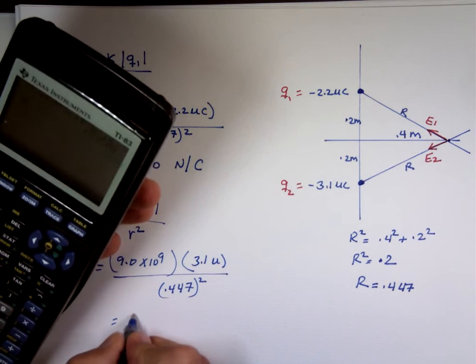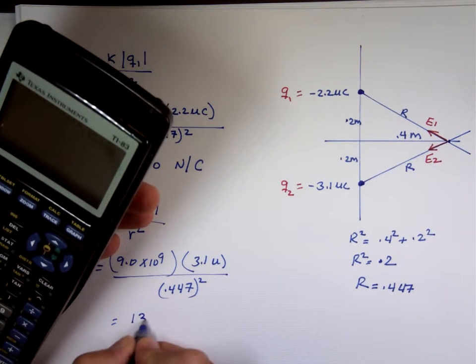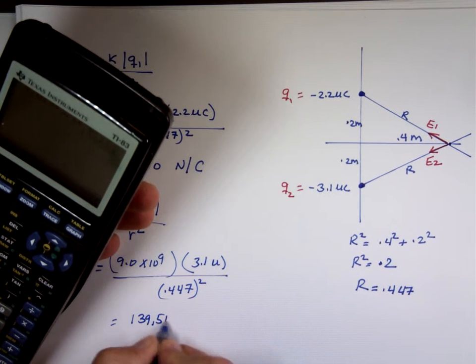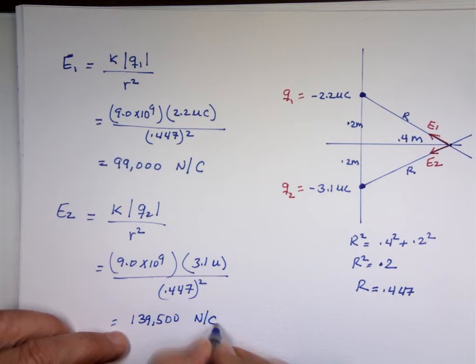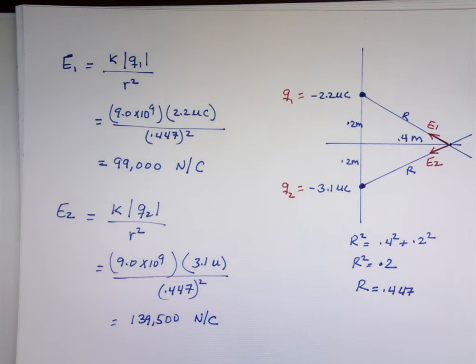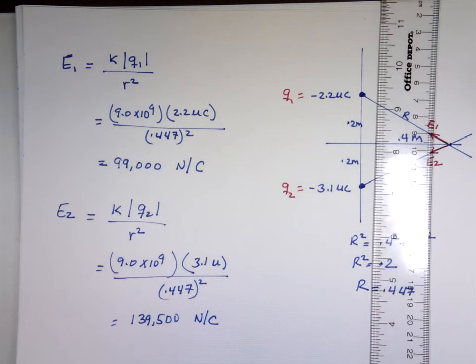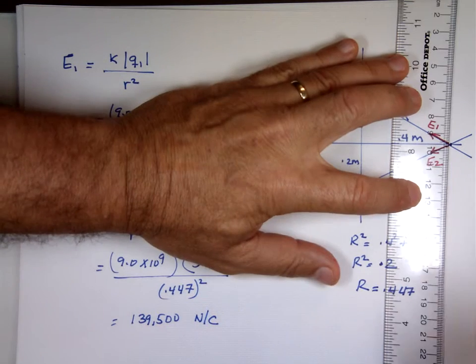I got 139,500 Newton per coulomb. And now I got to find what the result of that electric field. Remember, that's a force. You need to know all the angles here. You're going to put your x-axis right here and your y-axis.